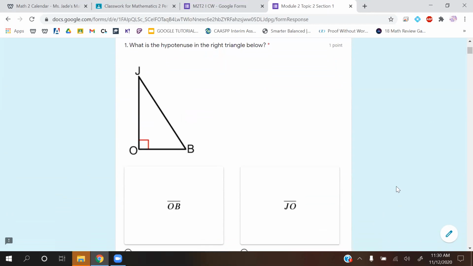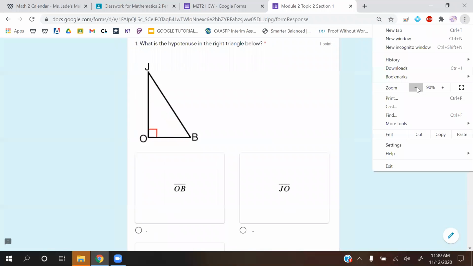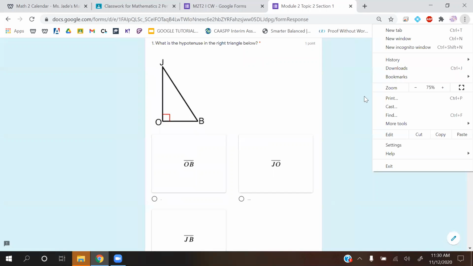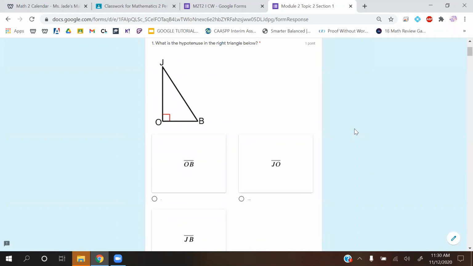So let me see if I can make this smaller actually, so we can show more on the same page. Is that too small? Okay, that's good.